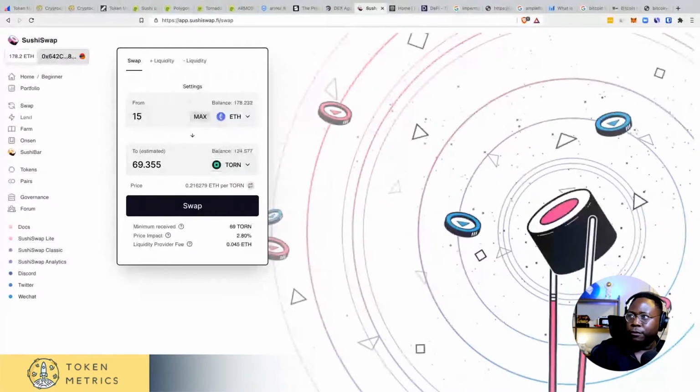If we change this to 150 ETH, they don't even let you make this trade on SushiSwap, because you lose 22%. Actually, what's the max they would let you do? Yeah, so they warn you.